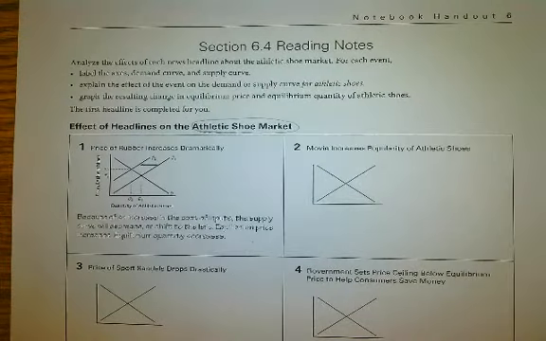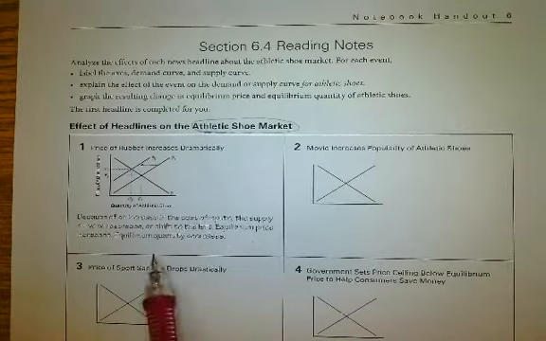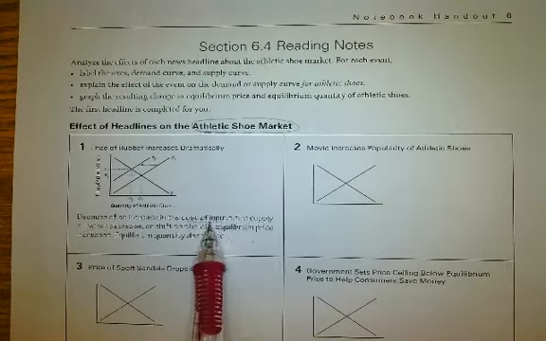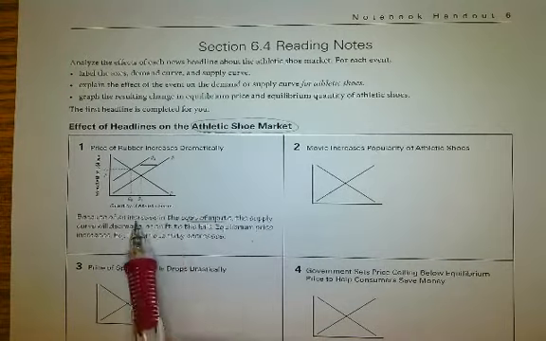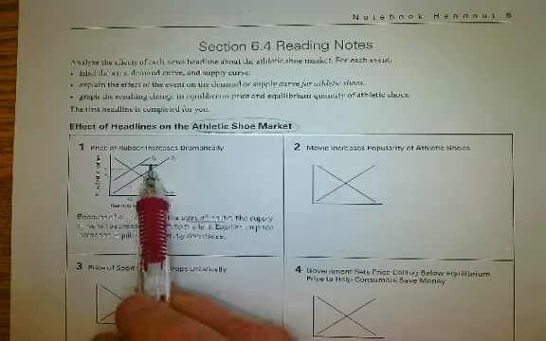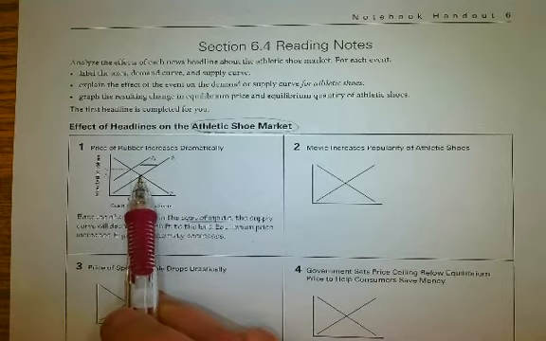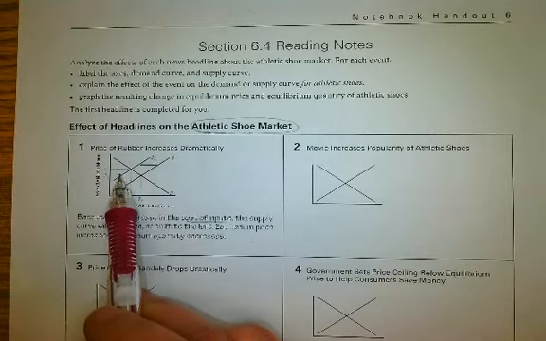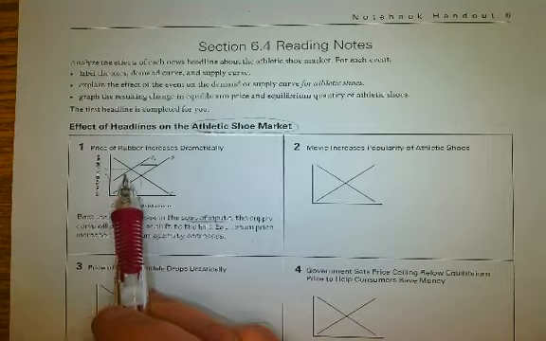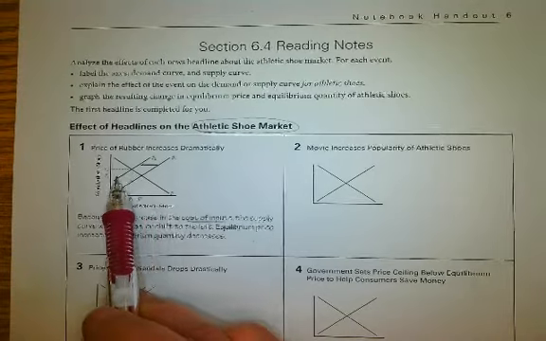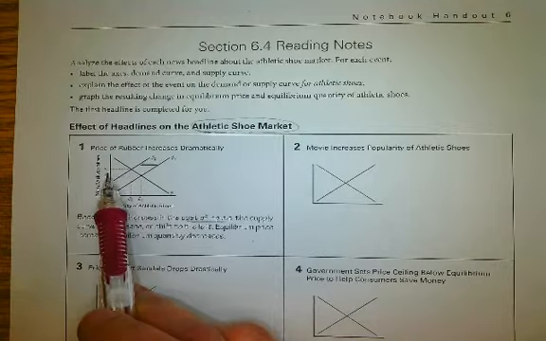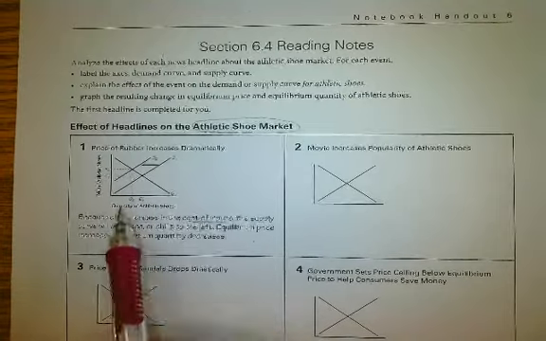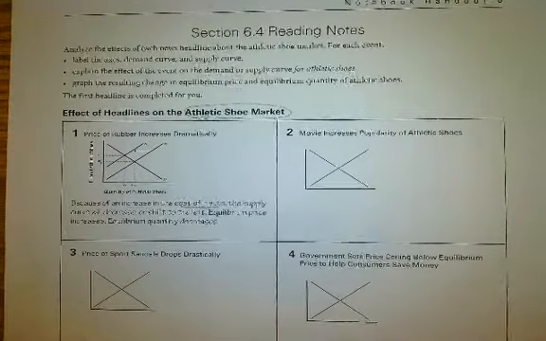So the first one says the price of rubber increases dramatically. Rubber is an input cost, and we know the cost of inputs is one of those things that affects the supply. And if it's going to be more expensive to make, at each and every price, we're going to make less. So we're going to shift our supply curve to the left because it's a decrease in supply. And here is our original equilibrium. Now we have a new equilibrium. All right, and so the price is going to go up and the quantity is going to go down.